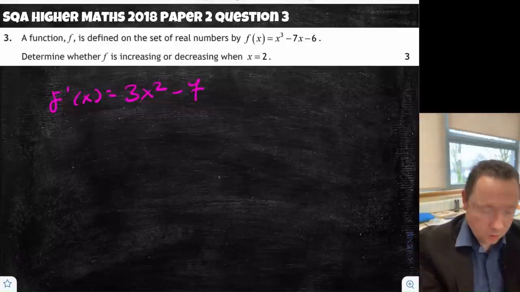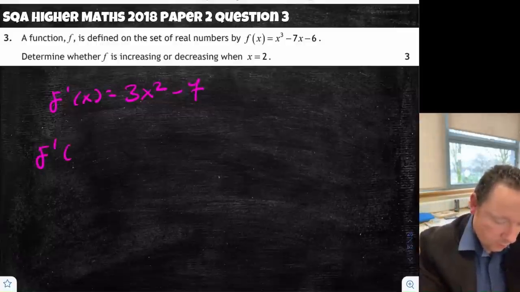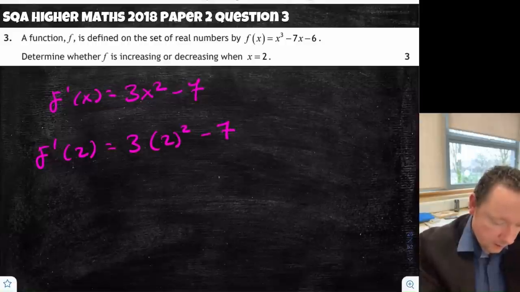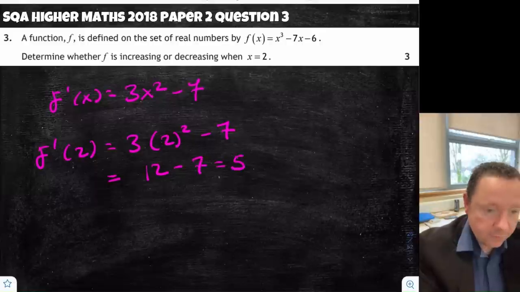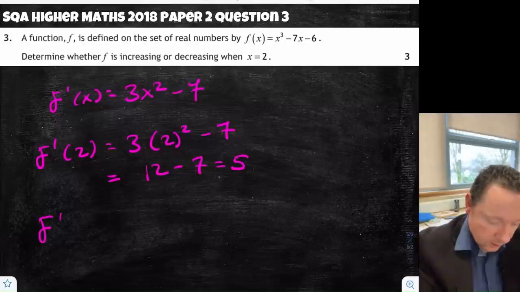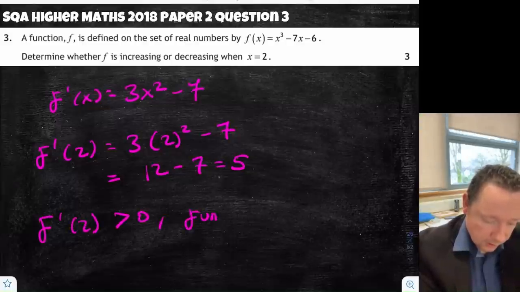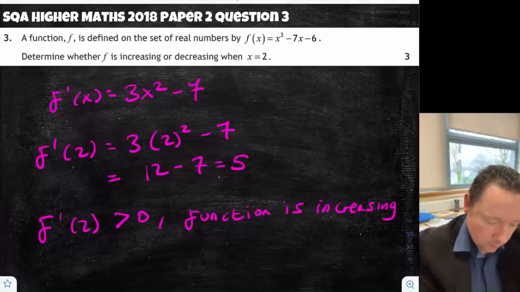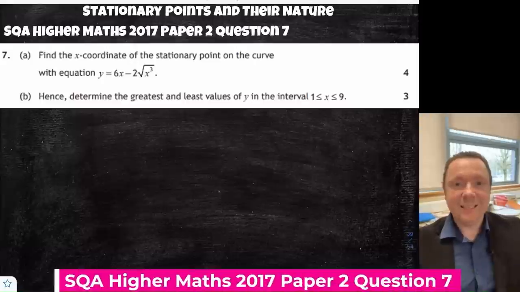At x equal to 2, f dash of 2, in other words, we get 3 times 2 squared minus 7. That's 3 times 4 is 12, take away 7 equals 5. And then we need to write a little statement. Since f dash of 2 is greater than 0, the function is increasing at x equal to 2. And we're done there.